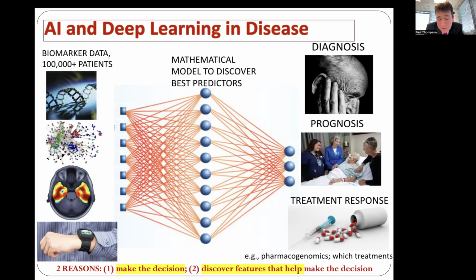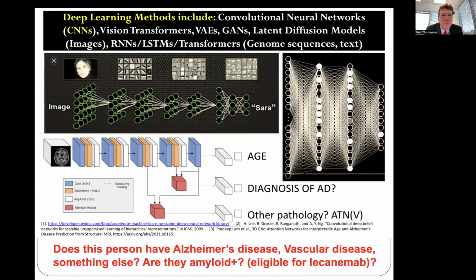And AI and deep learning in this context means creating a mathematical model that may be very, very complicated, that discovers the best features on the left to help you with the tasks on the right. And there are two reasons to do this. One is if you want to actually make the decision, which is an important use of it. And the other is for scientists to discover features that help in making the decision. So an AI method is not just a tool to use, it can also be used to discover important indicators in those health markers over on the left.